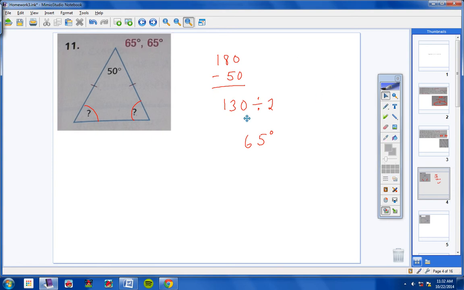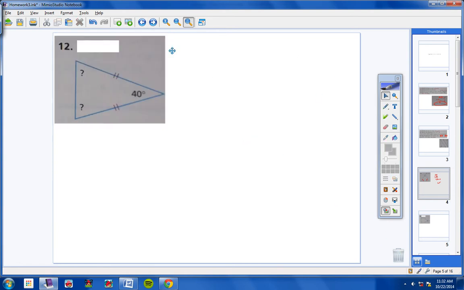Okay, moving on to number 12. All right, here we go. Same thing again, students, identical. This side here is congruent to this side here. So if that's true, then the opposite angles are also congruent, okay? So we know this angle here that we're looking for is congruent to this angle here that we're also looking for.